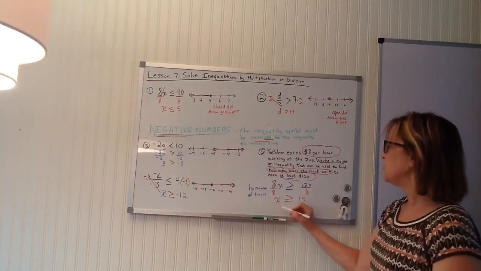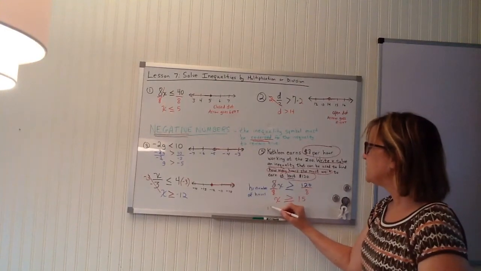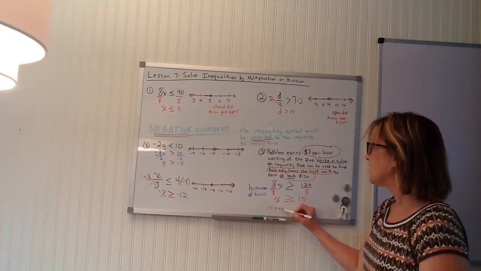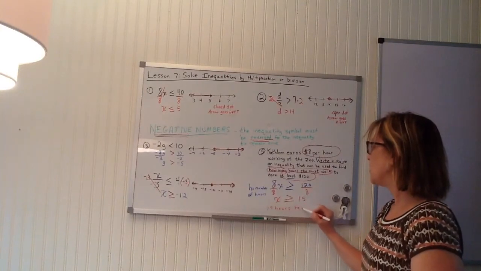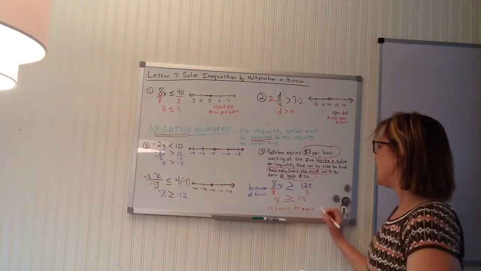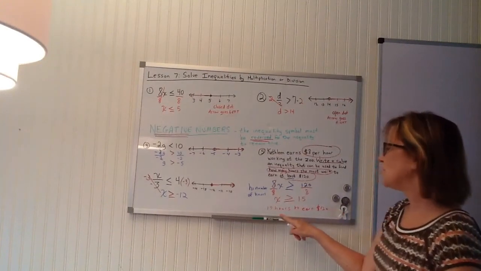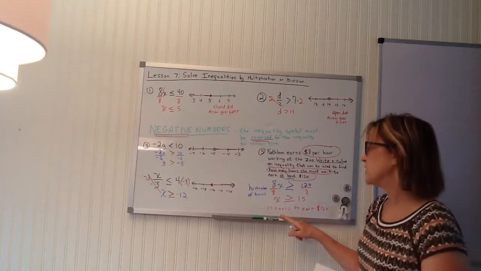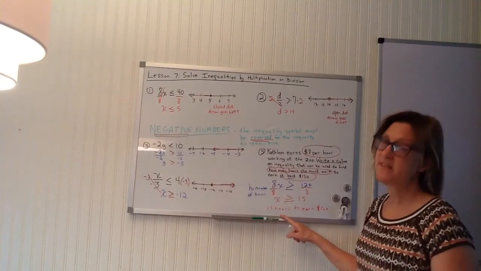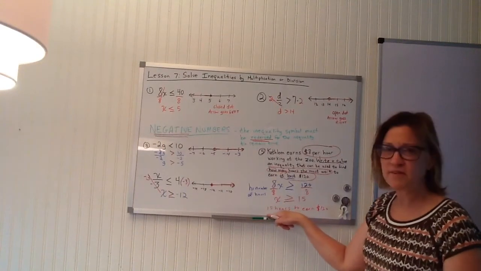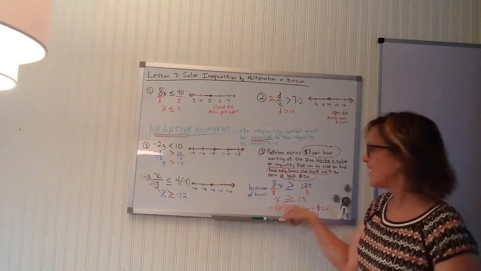So this means she must work 15 hours to earn at least $120. So can she work 16 hours? Of course. Can she work 15 and a half hours? Yes. Can she work under 15 hours, 14, to get 120? No.